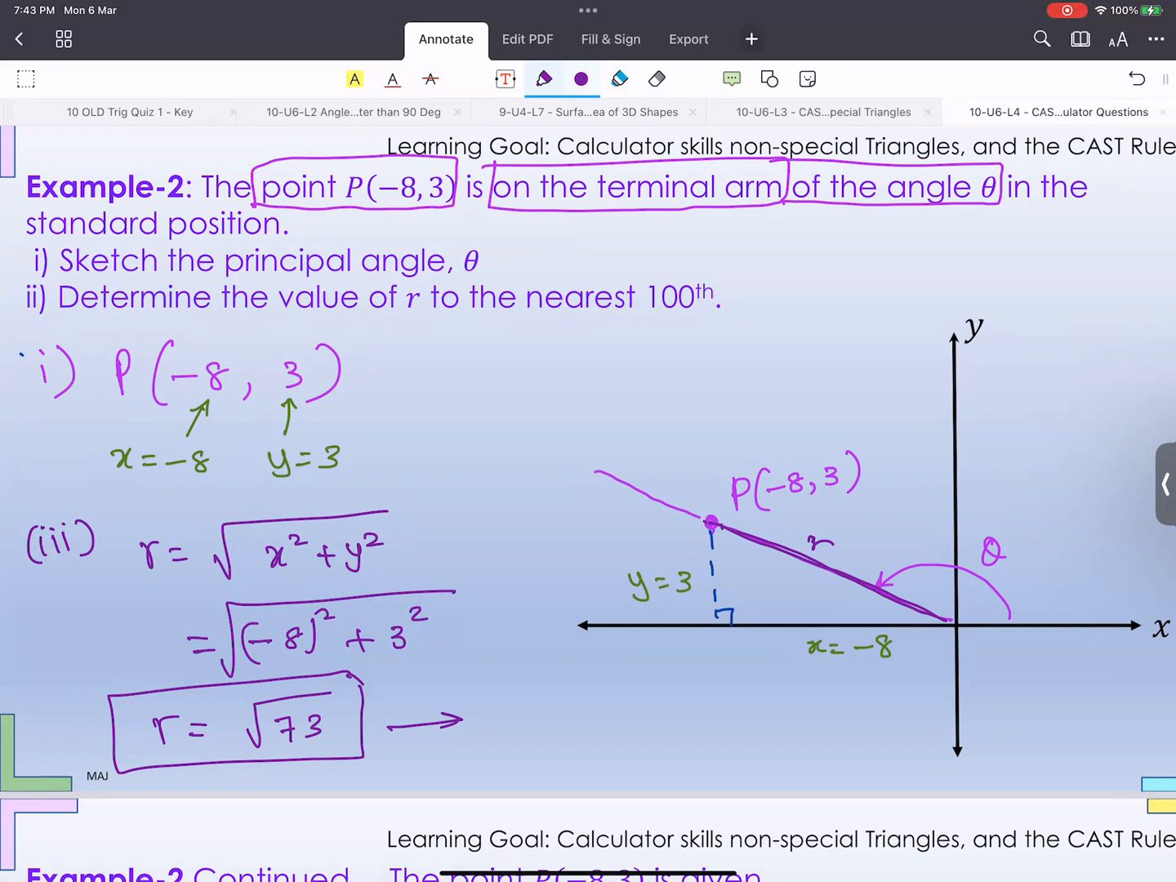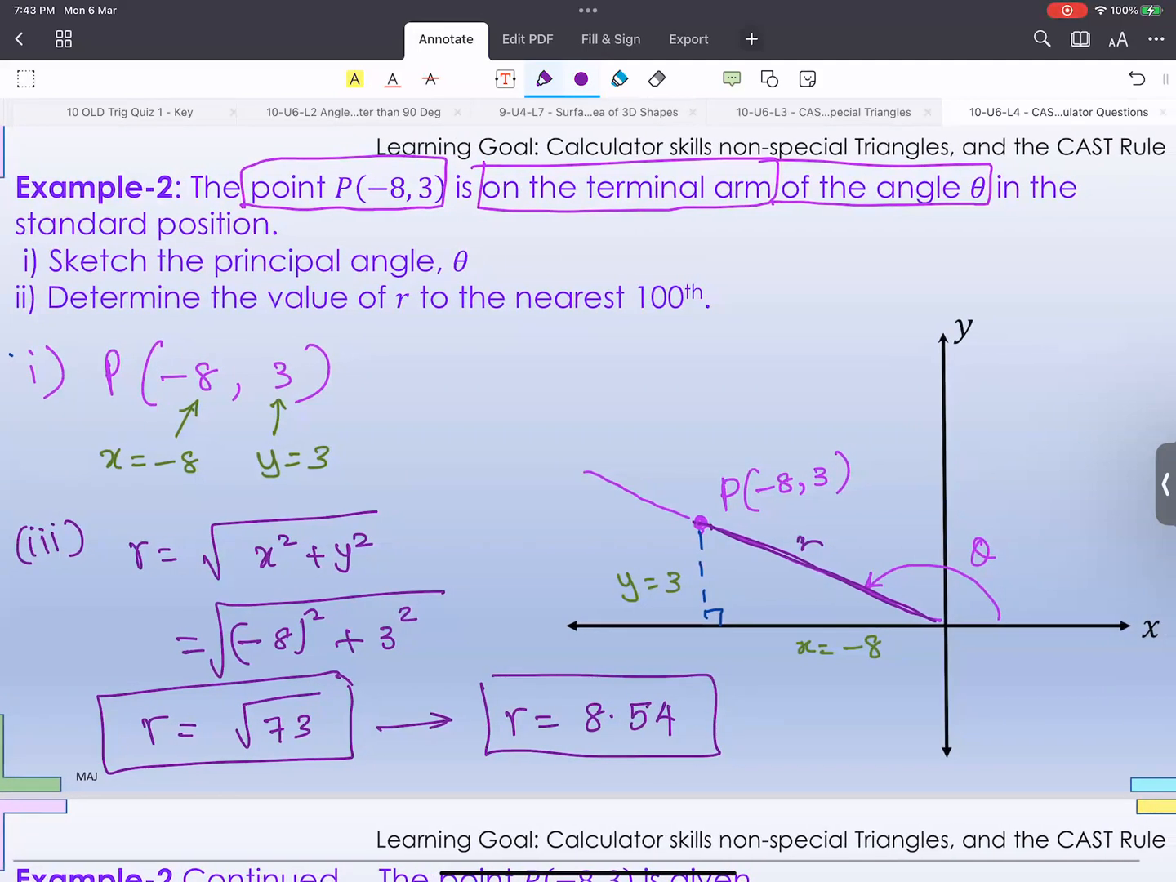So the square root of 73 gives me 8.54. Or 3 significant digits in this case. So that is the value of r.